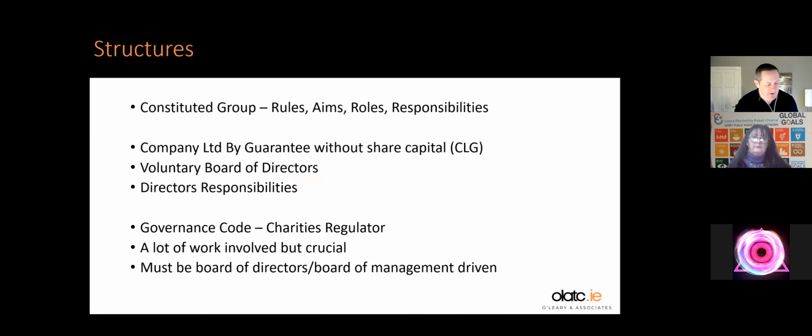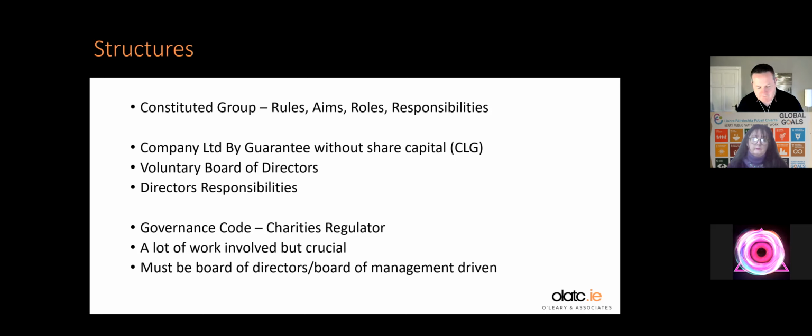So some of you might be operating mostly as companies limited by guarantee without share capital, or CLG. But there are groups out there that are still operating under a constitution, which is basically just outlining what the rules are, the aims of their organization, the roles and responsibilities. So it's a very simple constitution.